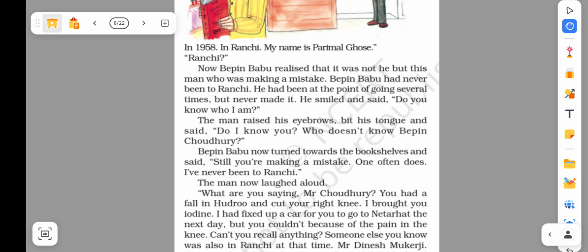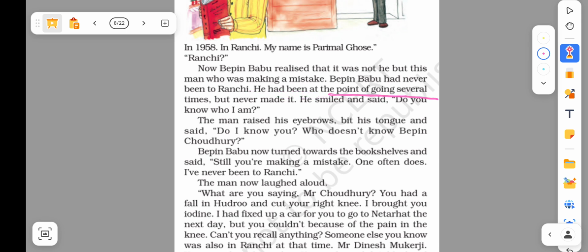So let's continue. In 1958, in Ranchi, my name is Parimal Ghosh. So he told his name, that it was Parimal Ghosh. Bipin Babu was a little bit surprised, that in Ranchi, but I have never been to Ranchi. Now Bipin Babu realized that it was not he but this man who was making a mistake. Bipin Babu had never been to Ranchi. Then Bipin Babu told him, look, I think you are making some mistake because I have never been to Ranchi. I'm not that person whom you are thinking. So you are mistaking.